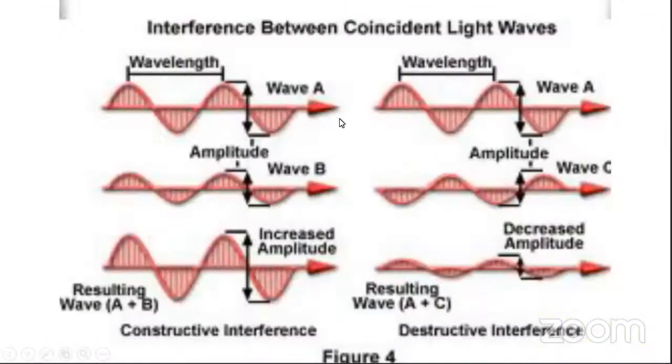For example, in constructive interference, when wave A and wave B are added, the amplitude increases. And for destructive interference, when wave A and wave C are added, the amplitude decreases.